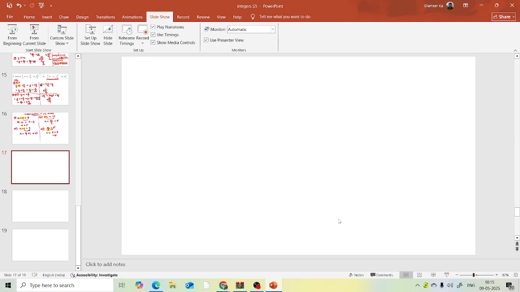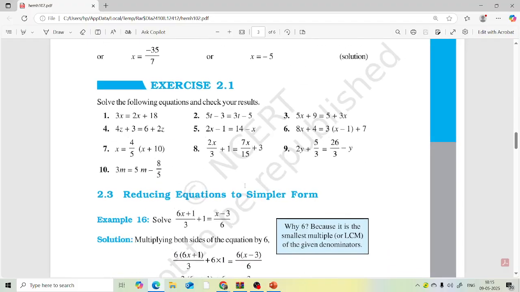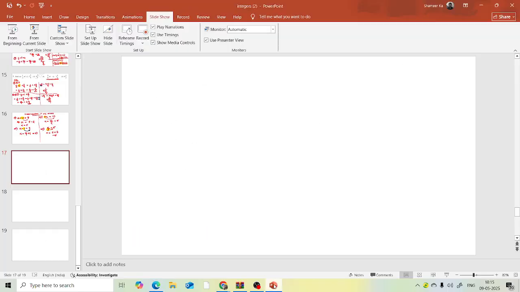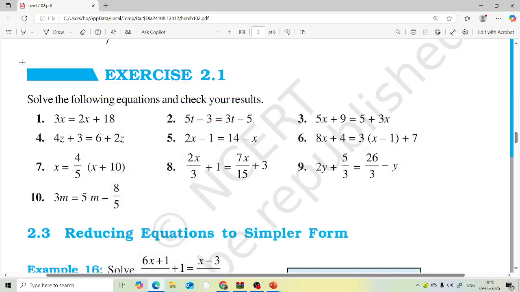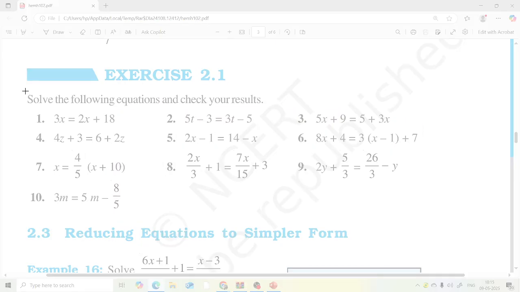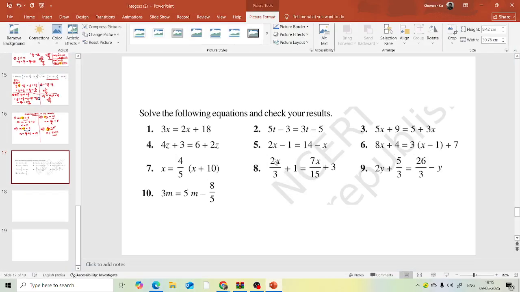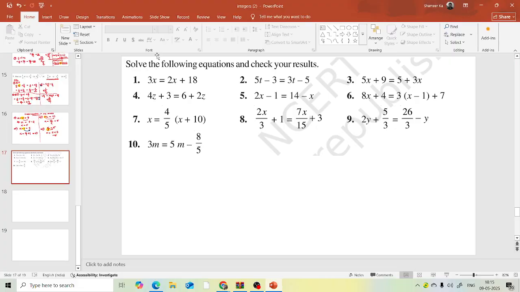From the textbook. There are plenty of questions in the textbook. I will discuss everything. I think 1 and 2 I discussed in the previous class. Let me start with the second problem. This is exercise 2.1. Let me start with example 2, because problem 1 I discussed in the previous class. That is why.